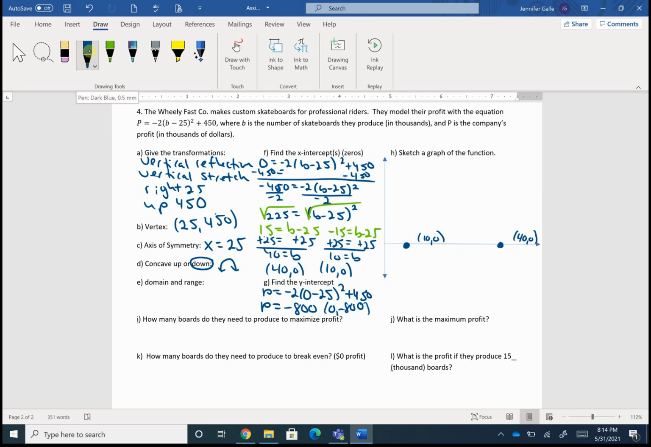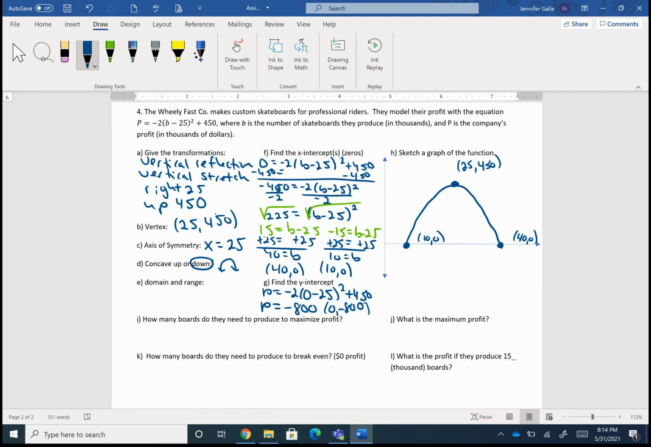The vertex is exactly halfway between these two. We're at 25, 450. Now the y-intercept of negative 800, P represents profit. So graphing a point at negative 800, it's not going to do us any good. So I'm going to go ahead and sketch this. And I'm going to go ahead and label.